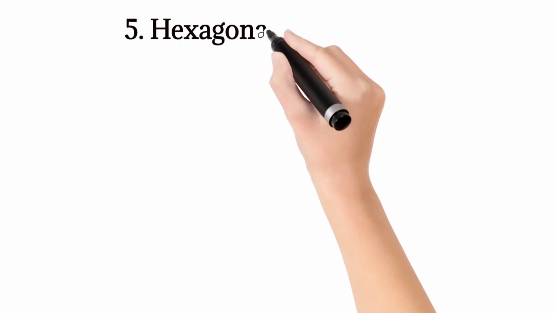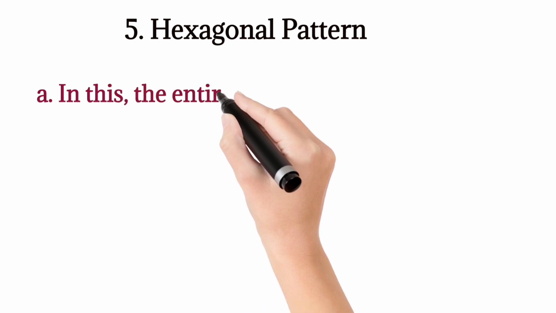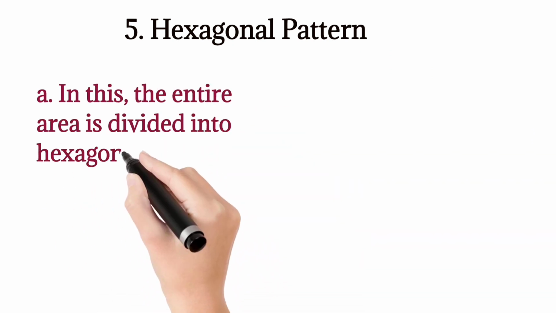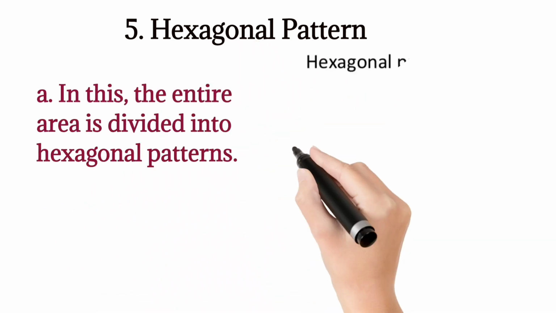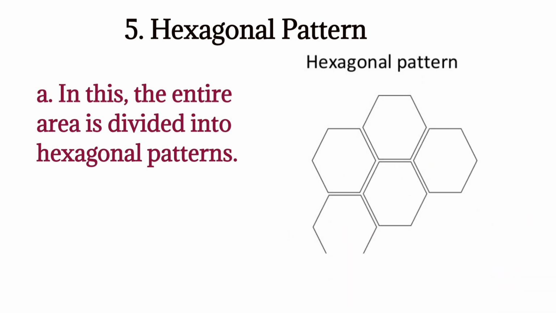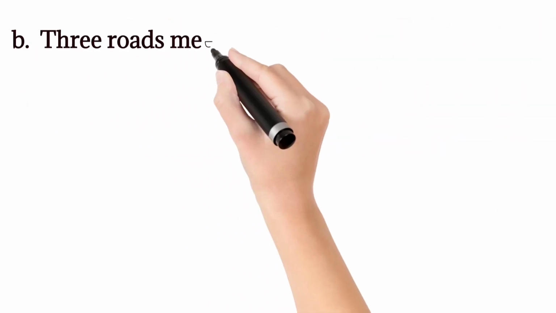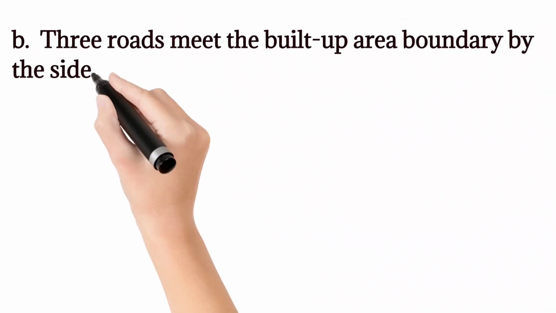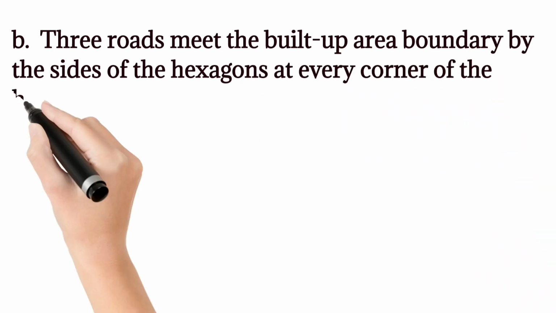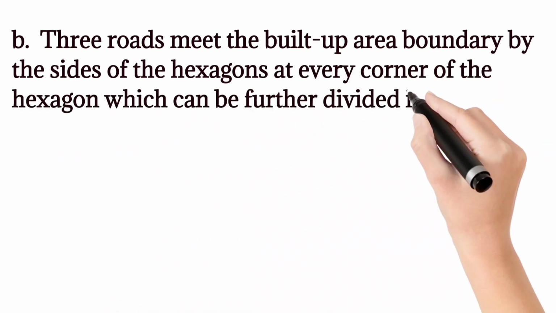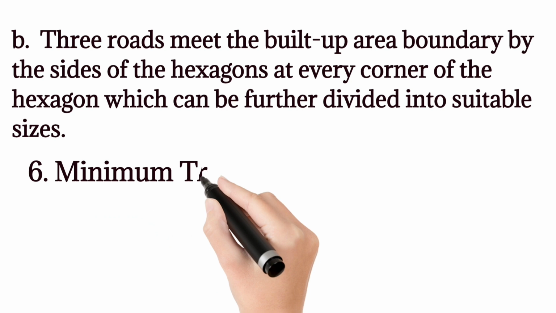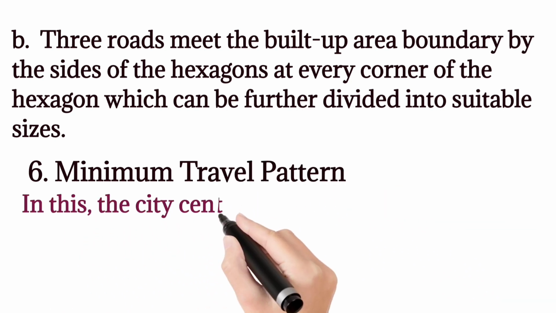Our next road pattern is hexagonal pattern. In this pattern, the entire area is divided into hexagonal patterns. In this pattern, three roads meet the built-up area boundary by the sides of hexagons at every corner of the hexagon, which can be further divided into suitable sizes.